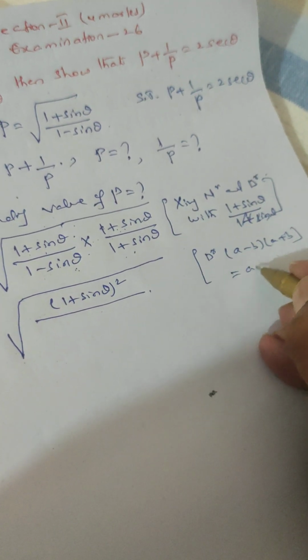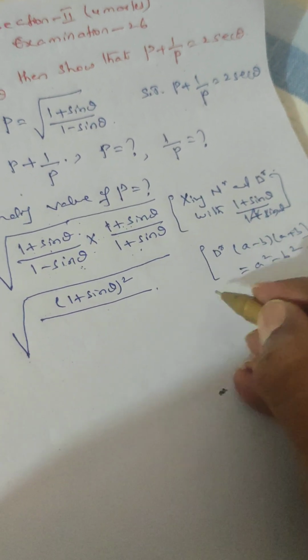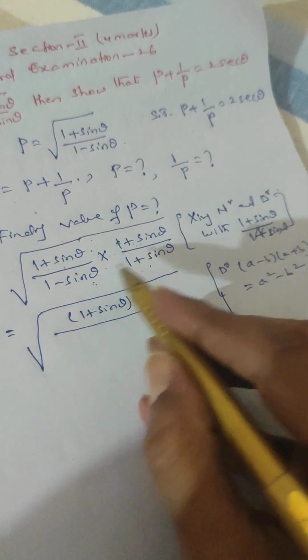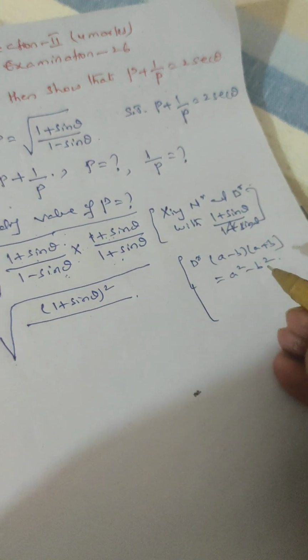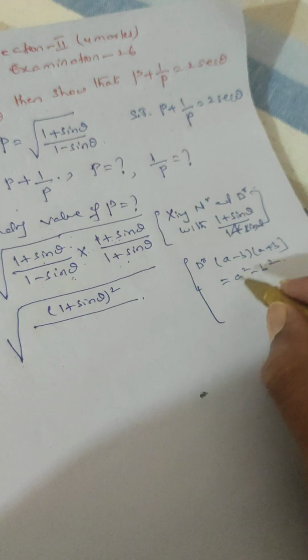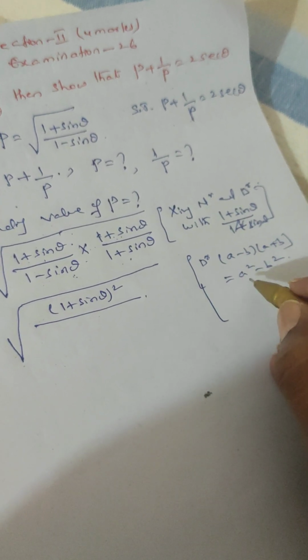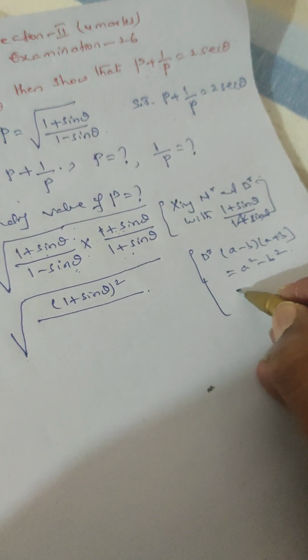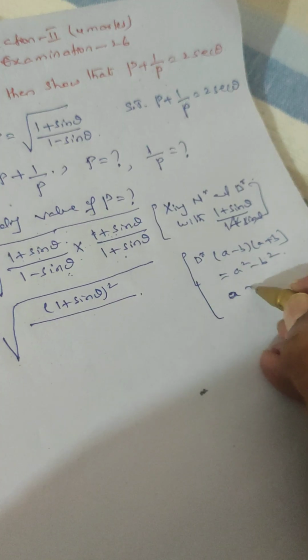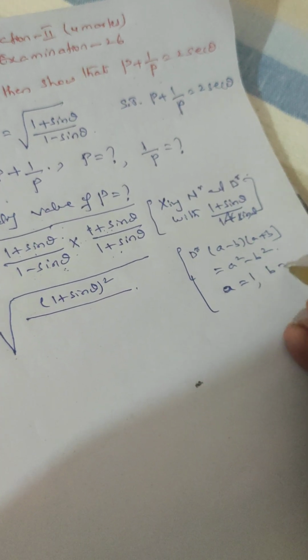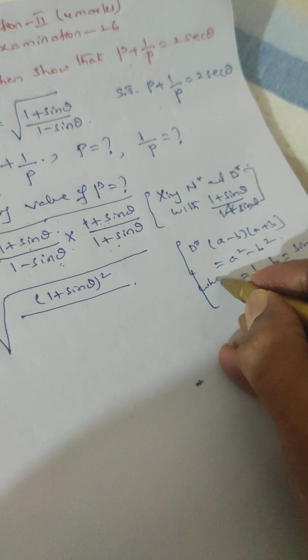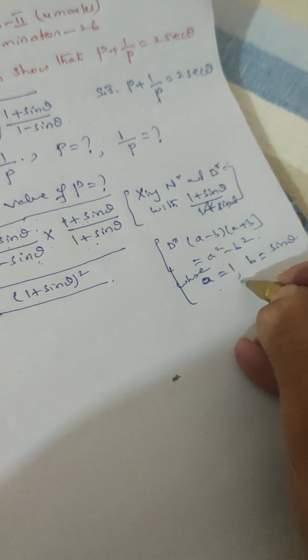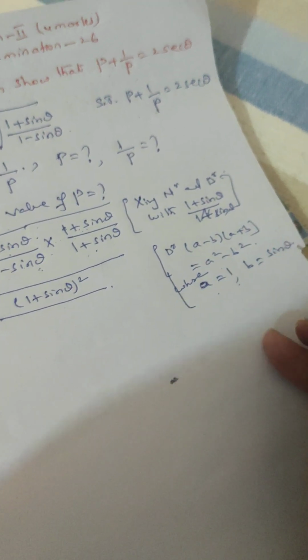The formula of this one is a square minus b square. The denominator, if you observe, is in the form of (a minus b) into (a plus b). The formula of (a minus b) into (a plus b) is a square minus b square, where you consider a as 1 and b as sine theta, where the value of a is 1 and the value of b is sine theta.